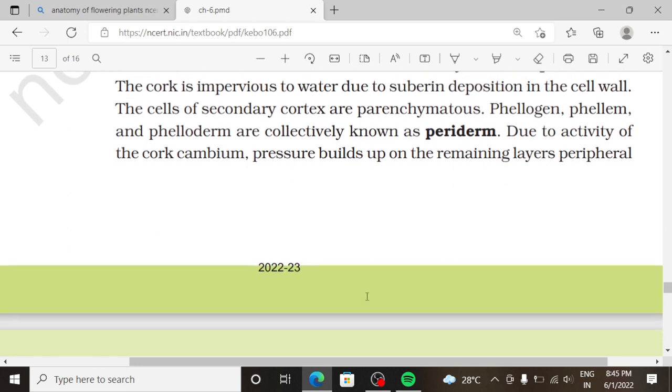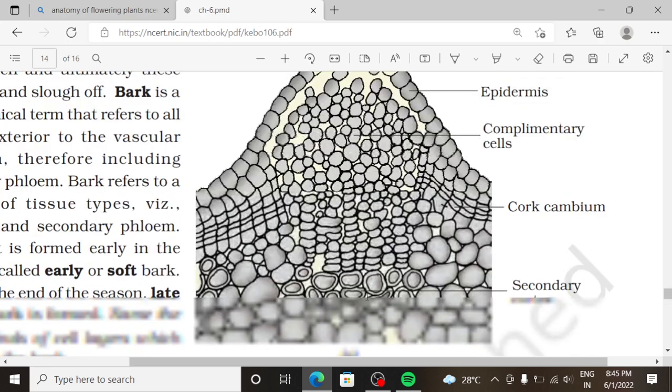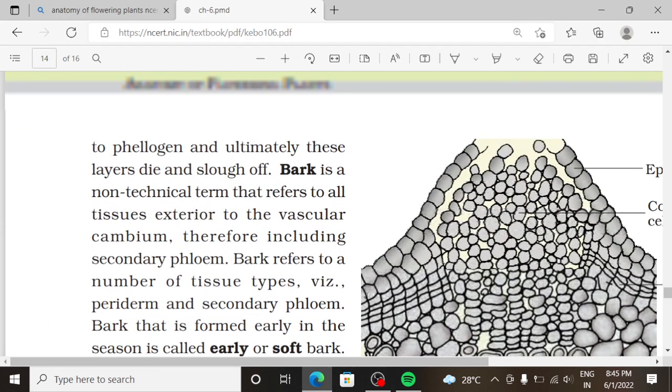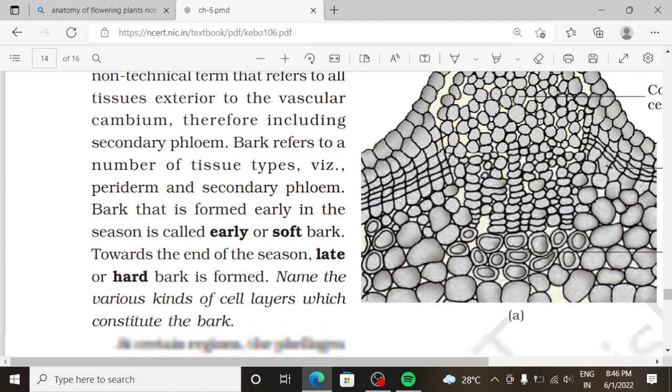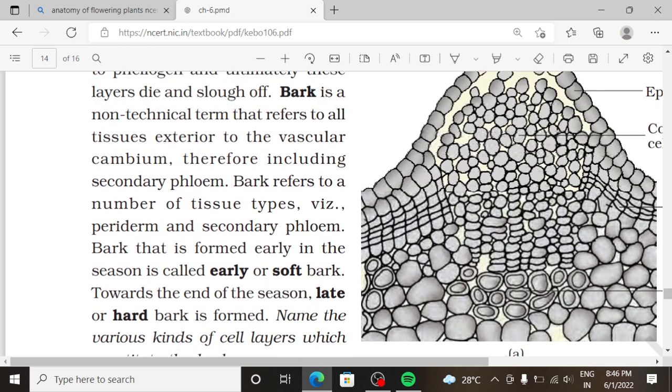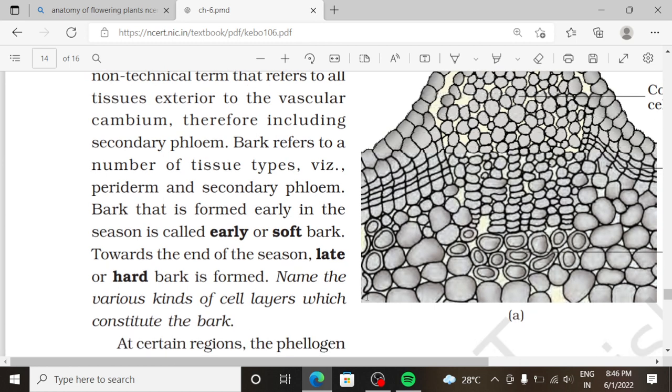Due to the activity of cork cambium, pressure builds up on the remaining layers peripheral to phloem, and ultimately these layers die and slough off. Bark is a non-technical term that refers to all tissues exterior to the vascular cambium, therefore including secondary phloem. Bark refers to a number of tissue types, that is periderm and secondary phloem.